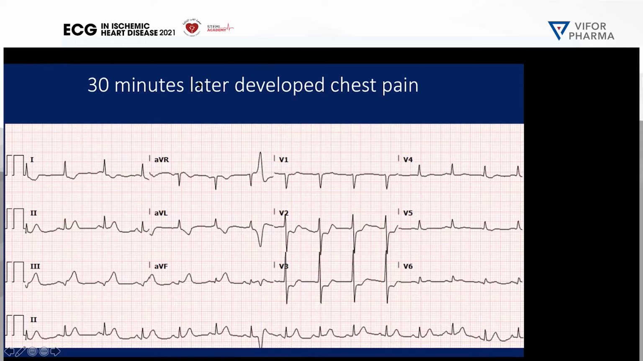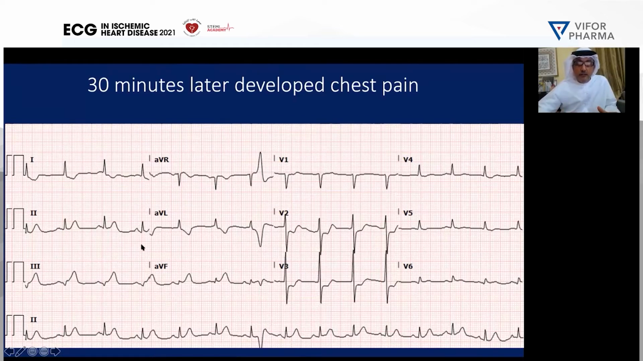Definitely, this patient within 30 minutes had an ECG that could have fooled us and led us to a different path. But he was lucky, and the physician who looked after him was fully aware that a normal ECG does not rule out acute coronary syndrome. And he repeated the ECG 30 minutes later when the patient developed chest pain.